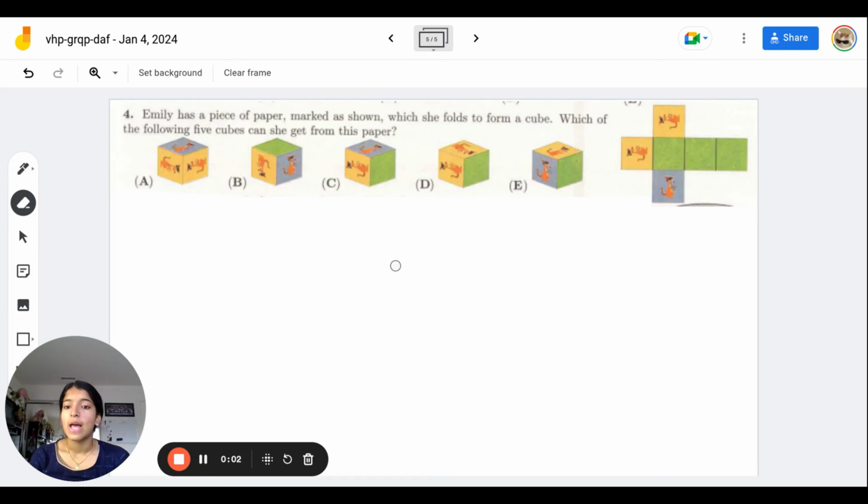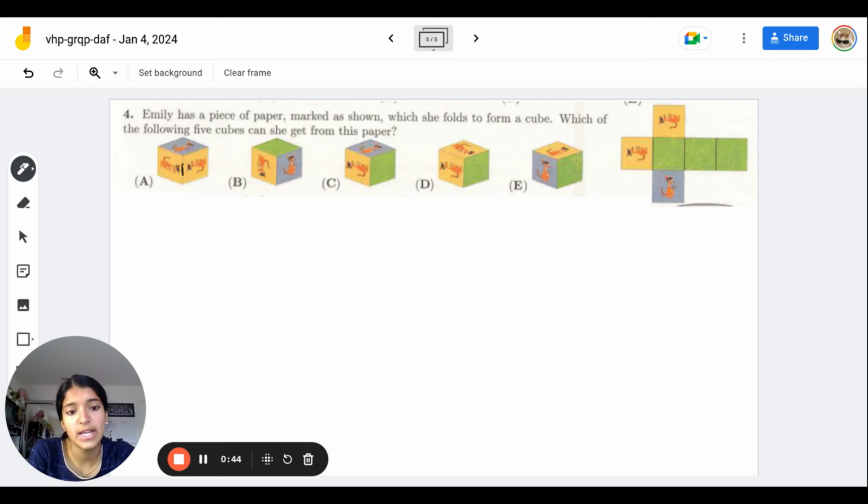Number 4. Emily has a piece of paper marked as shown. When she folds to form a cube, which of the following 5 cubes can she get from this paper? So this is one of the more logic-oriented problems for Math Kangaroo, and you kind of have to visualize it. So we see that she has these 5 cubes, and we need to see which one is possible. So let's start with A. So A has 2 yellow, so these 2 tiny figures are kangaroos, just to let you know. And we see that A has 2 kangaroos with their heads together.